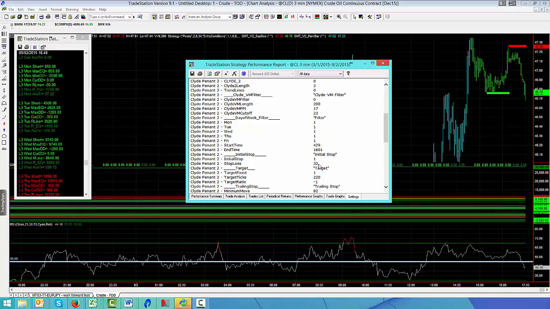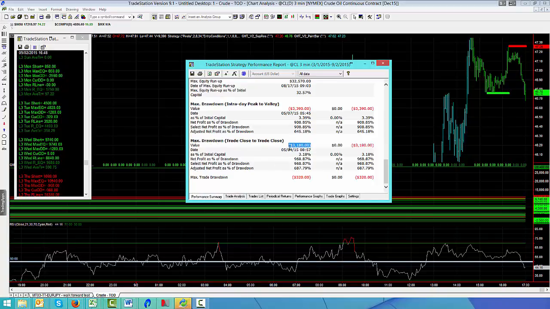Now, the risk here, obviously, we're measuring it as negative 1R because if we have a losing trade, then that's negative $320. So we'll call it negative 1R equals $320. The other thing that we want to qualify here is that we've got a max drawdown of $3,180. So $3,180 is our circuit breaker, the point at which we would turn this system off.